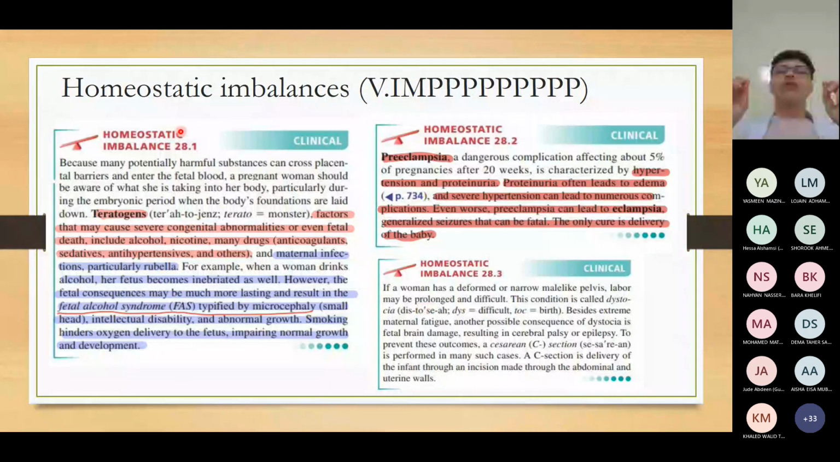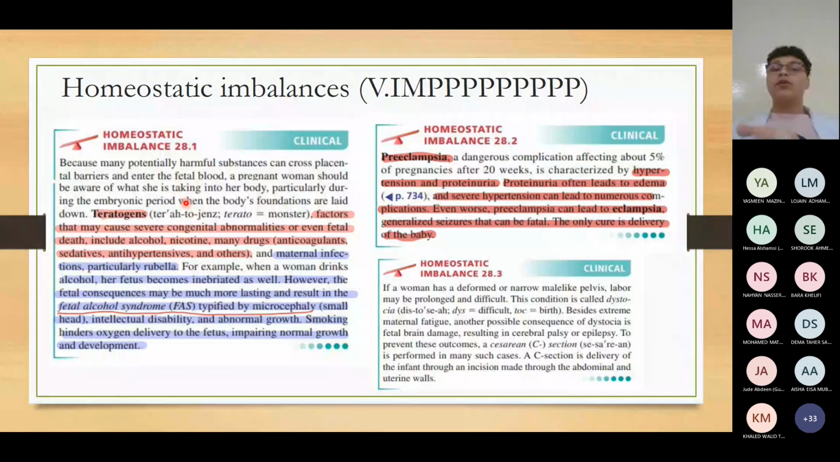Focus on them because 100% of the questions come from the homeostatic imbalances. Especially in semester two, homeostatic imbalances are going to make up like 70% of your exams. In this chapter, I've seen that there are three homeostatic imbalances. I just want you guys to remember them very, very well because they're very important and questions are going to come from them.